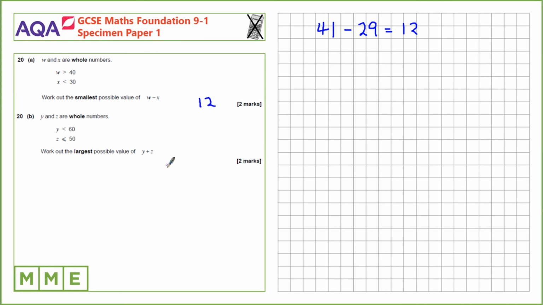Question 20b. y and z are whole numbers. y is less than 60 and z is less than or equal to 50. Work out the largest possible value of y plus z. If you want this to be as large as possible, you need the largest possible value of y, which is 59. It can't be 60 because y is strictly less than 60. And the largest possible value of z is 50, because it is less than or equal to 50. We want y plus z, so we just add these two up, and that's 109.